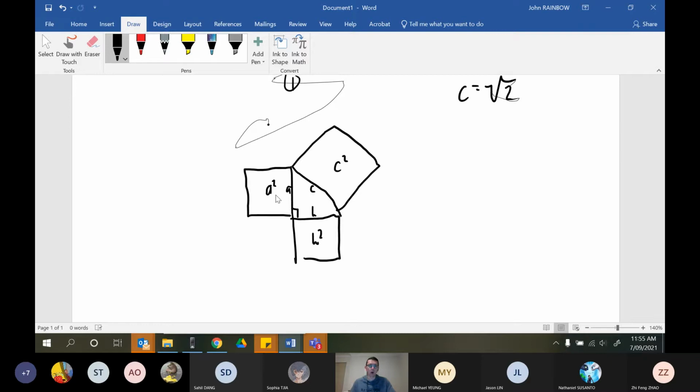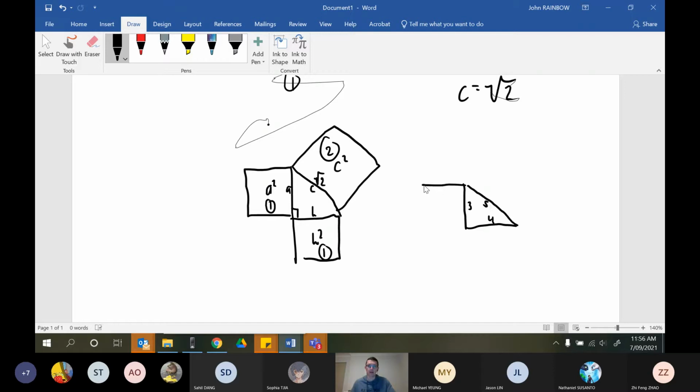So when this is 1, I see it as an area of 1. When this is 1, I see this is an area of 1. Therefore, these two areas need to equal this area, which is 2. Therefore, the length of this is root 2. So with a typical 3, 4, 5 triangle, that's kind of how I do it. I visualize it in my head, and that helps a little bit with this.